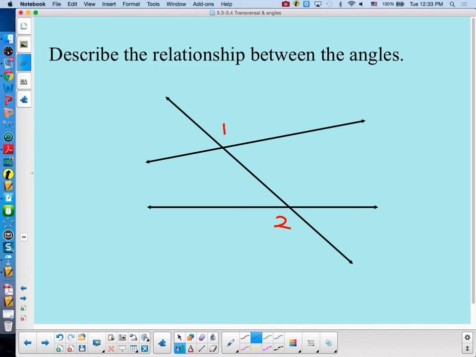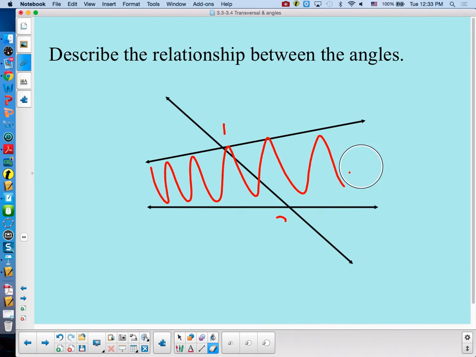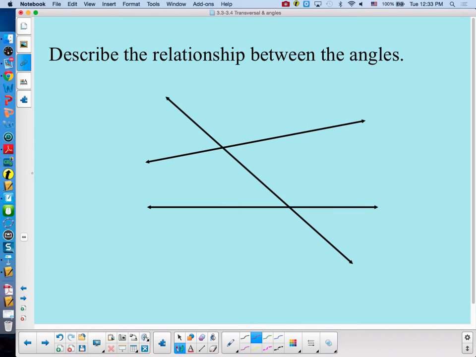All right, show me. Should be alternate exterior. Alternate exterior because here's the space that is between the two lines. 1 and 2 are not in between. They're on the outside of the two lines. Okay, next one. Let's put a 1 here and a 2 there. What type are they, if anything?